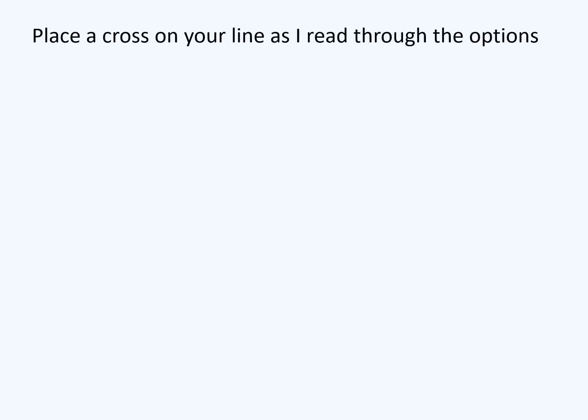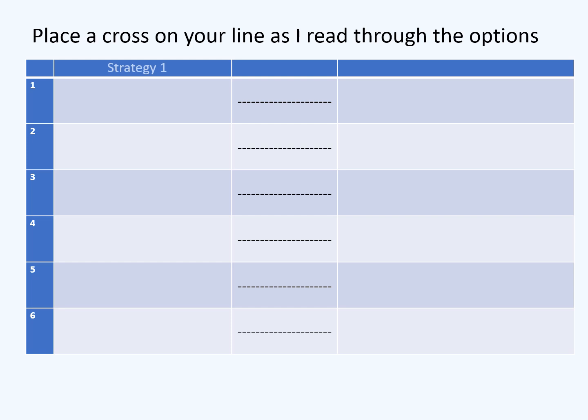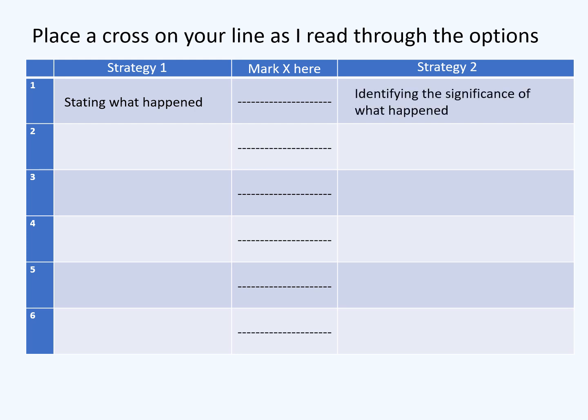As I read through each of the options, place a cross on the line that best describes how you approach your own writing. So strategy 1, stating what happened, and strategy 2 would be identifying the significance of what happened. So you put a cross on the line depending on which side you fall on between strategy 1 and 2. Strategy 1 in number 2 would be noting the method used, while strategy 2 would be indicating whether or not the method is suitable. Put your cross on the line.